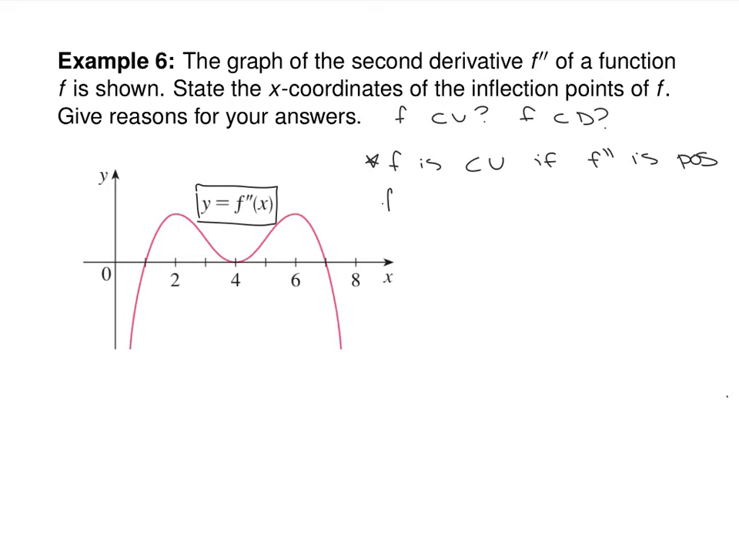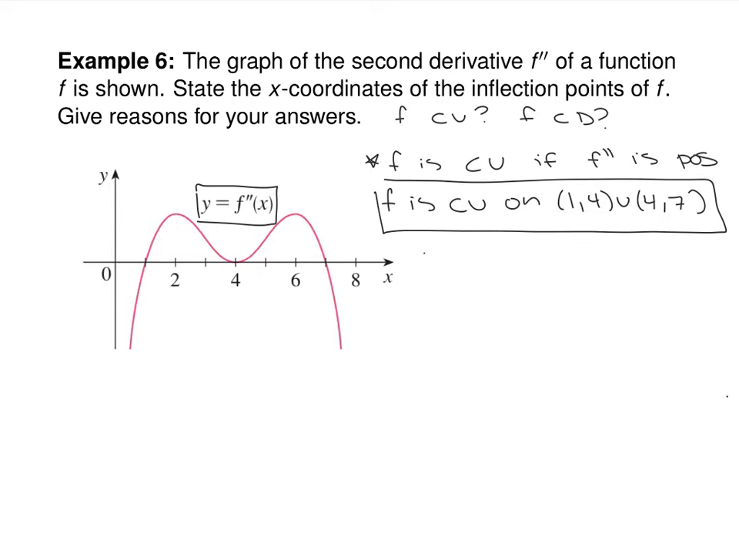Okay. So f is concave up on, where in this picture is the second derivative positive? This is the graph of the second derivative. It's positive if it's above the x-axis. That'd be from 1 to 4 and 4 to 7. Because you cut 4 out because the derivative is 0 there.